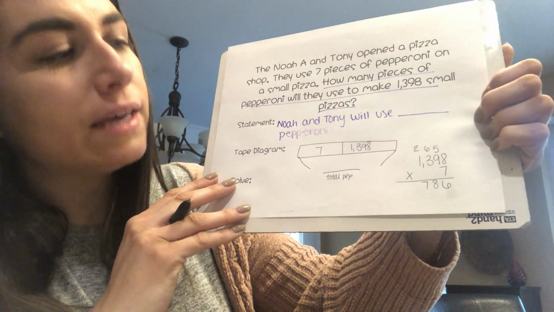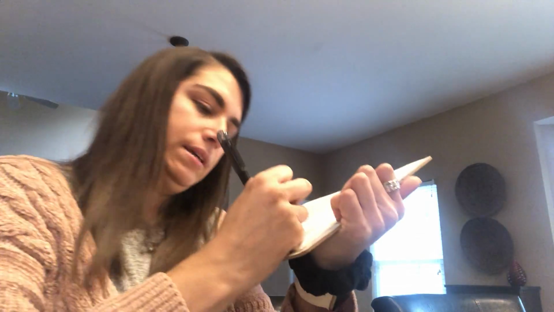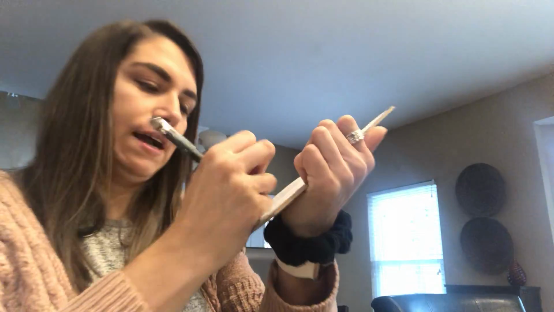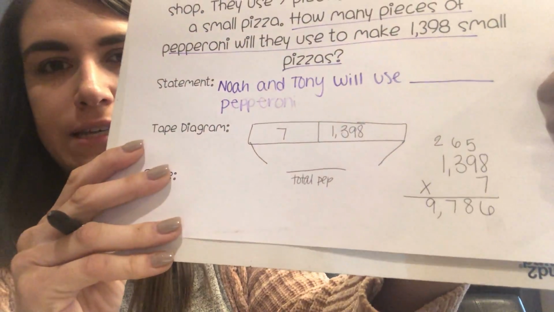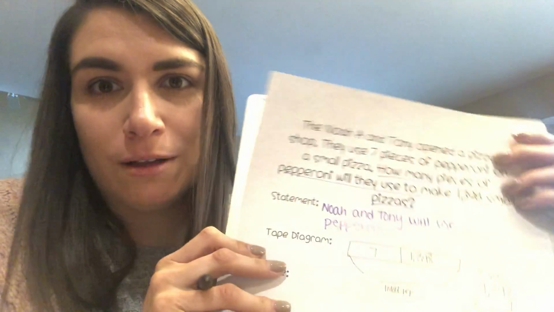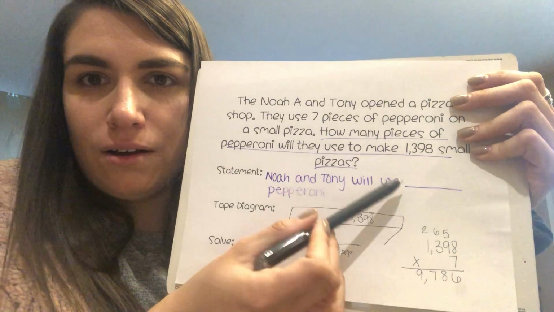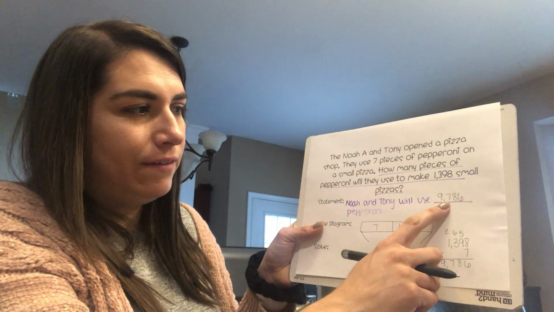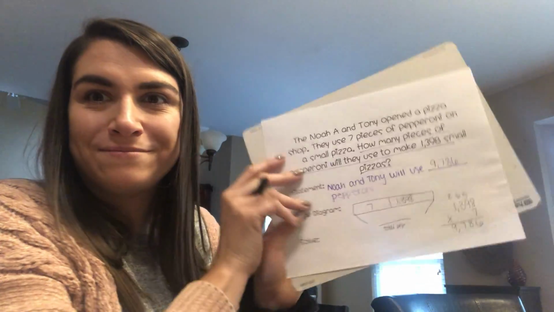7 times 1 is 7, and 7 plus 2 is 9. So I should have gotten 9,786. Oh my goodness, that's a lot of pepperonis. So now what I'm going to do is I'm going to put that back in my statement, and that's my last step of a word problem. So I'm going to write that number on my blank spot. So now when I read my statement, it should say Noah and Tony will use 9,786 pepperonis. Awesome, and we're already done with math for the day, so good job.